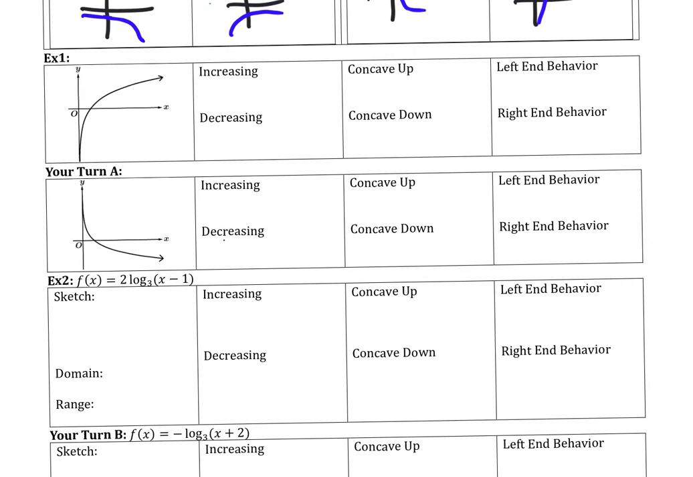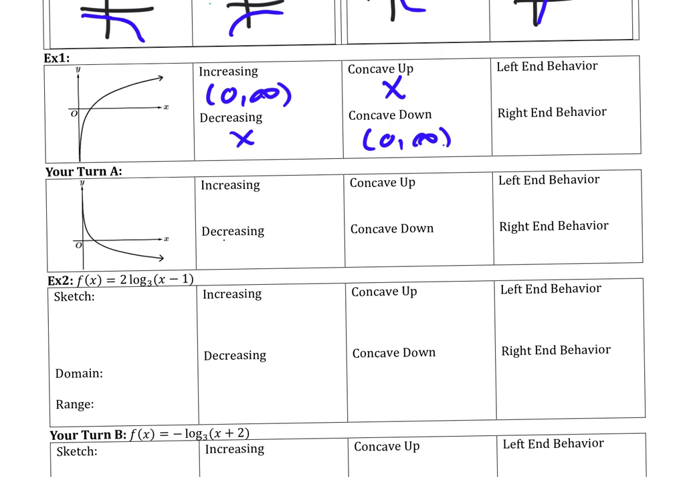Looking at example number 1, I know that it is increasing for the entirety of the graph, but this has a restriction on its domain because of that vertical asymptote. So it's going to be increasing, but it's increasing from 0 to infinity, not decreasing at all. We can also say that it's definitely concave down. Again, it's going to be concave down from 0 to infinity because of that vertical asymptote.